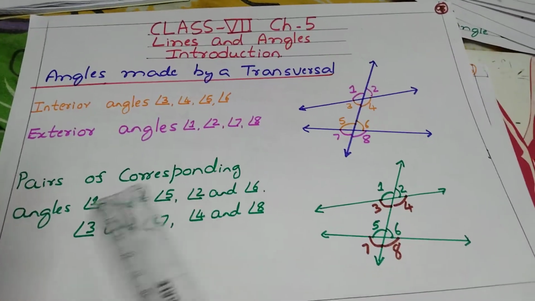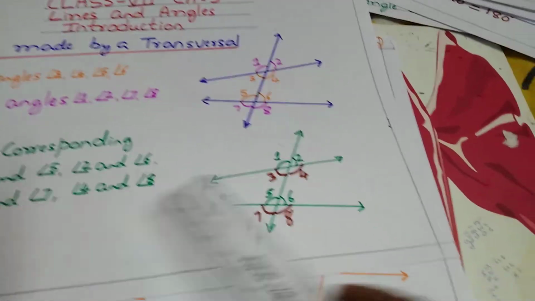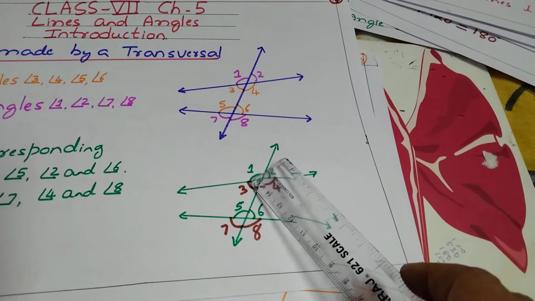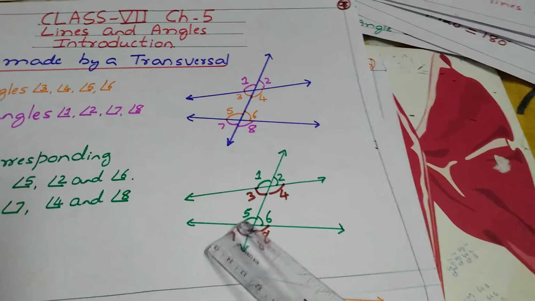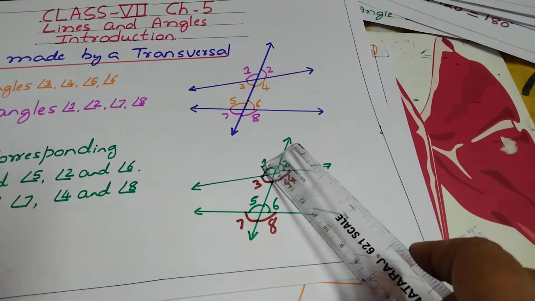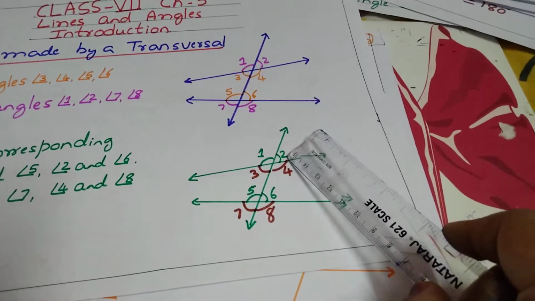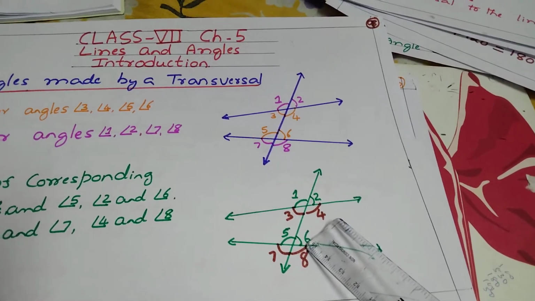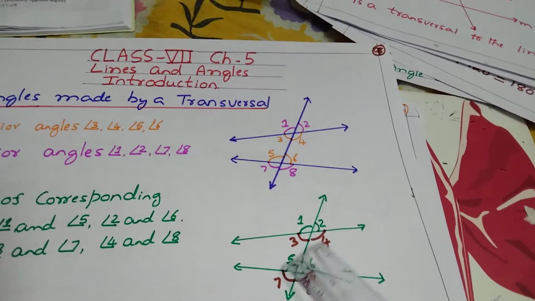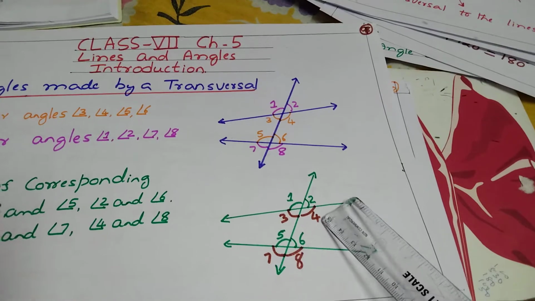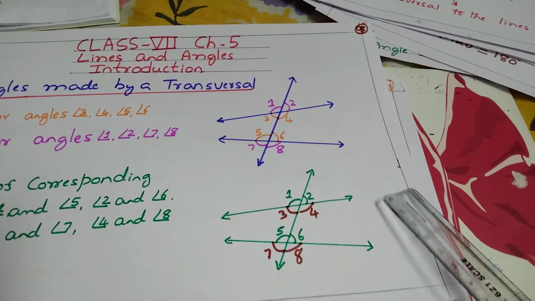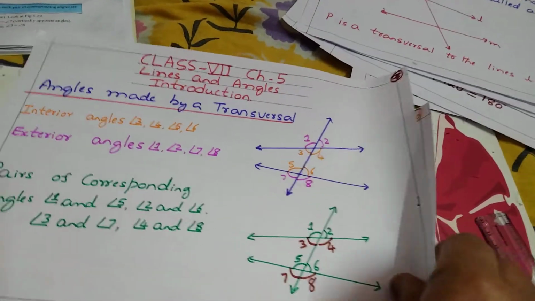Pairs of corresponding angles. Corresponding means if you take the upside of the first line, and also the upside of the second line, that is 1 and 5, 2 and 6. These are corresponding, in the same direction. 3 and 7, 4 and 8 are also corresponding angles.